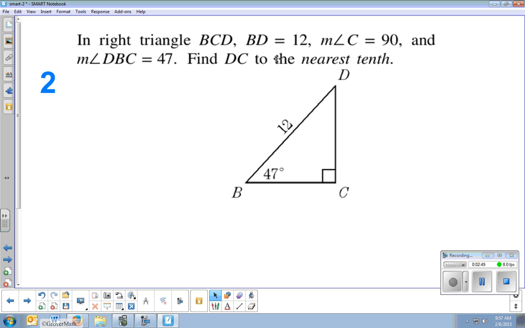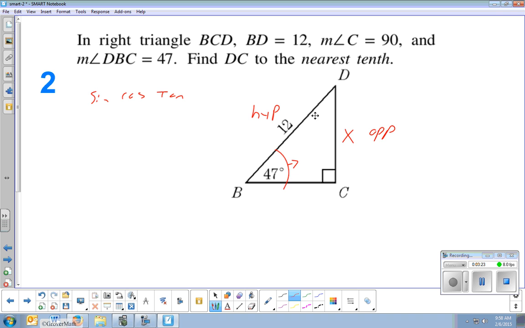In right triangle BCD, BD is 12, angle C is 90, angle B is 47. Find DC. I'm going to label this X. If this is the angle I'm using for perspective, you want to figure out first what ratio you're doing, because we start off by determining the function. Am I using sine, cosine, or tangent? First of all, this 12 is opposite the 90 degrees, so that is the hypotenuse. So what is x? Well, x is opposite the 47.